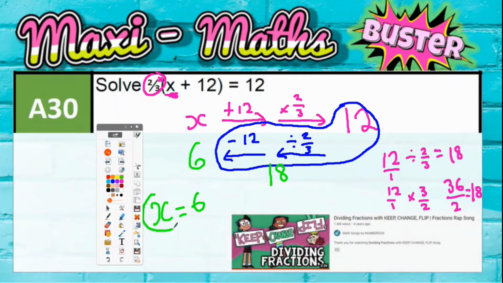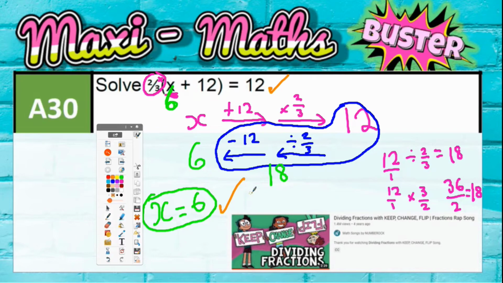A good mathematician will always go back to the question and check that it works. So x is 6. Let's check it works in the question. 6 plus 12, if you do the brackets first, is 18. And then 2/3 of 18, well, 1/3 of 18 is 6, so 2/3 of 18 would be 2 lots of 6, which would indeed give us 12. So the answer works: x equals 6.